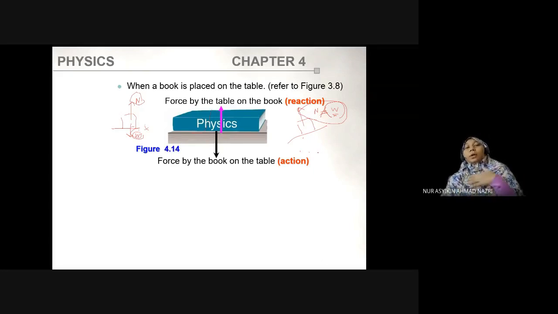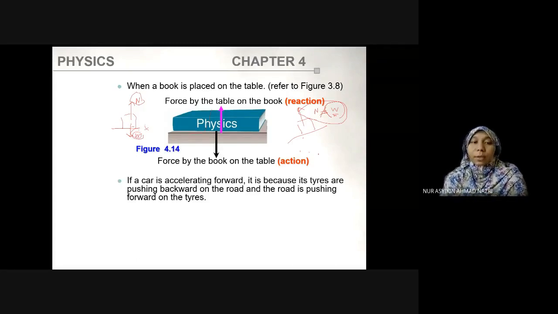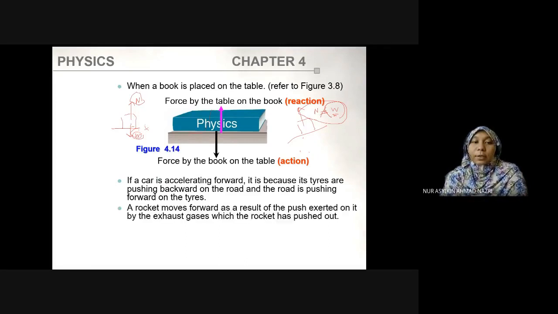Bukan application of third Newton law ya kelas. Must understand lah benda tu. So if a car is accelerating forward, it is because its tire are pushing backward on the road and the road is pushing forward on the tires. Maka bergeraklah dia. Kan? Okay.